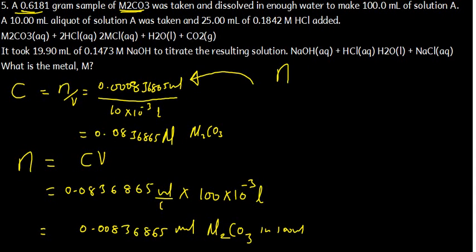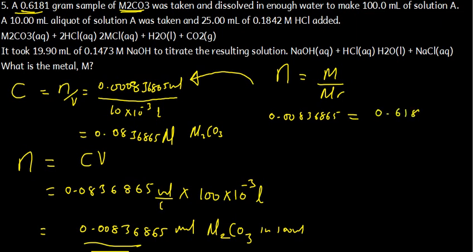Okay. And we know that number of moles is given by mass over molar mass. But we already know the number of moles which we are going to find. It is the same number of moles which we dissolved in 100 milliliters. So 0.008366865 should be equal to the mass. The mass is already present there, that is 0.6181 divided by the molar mass.